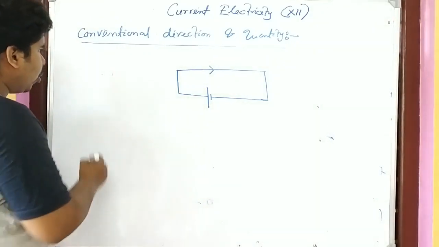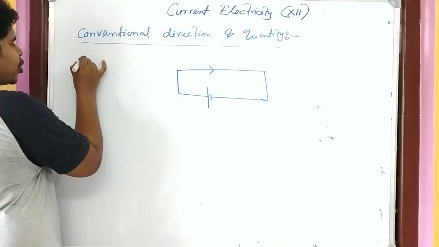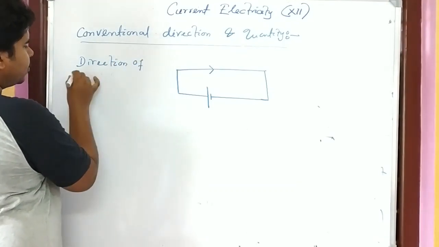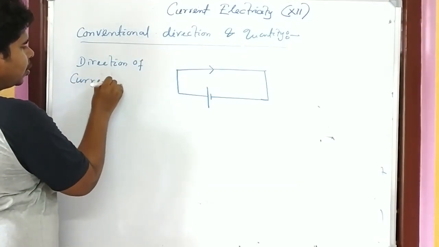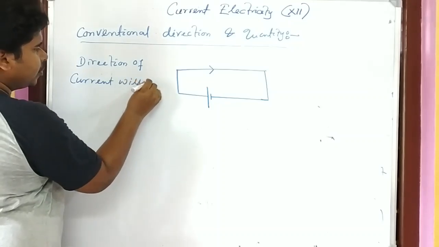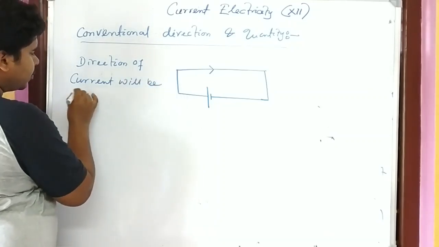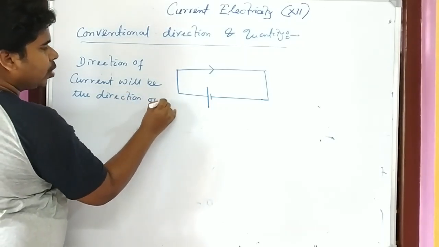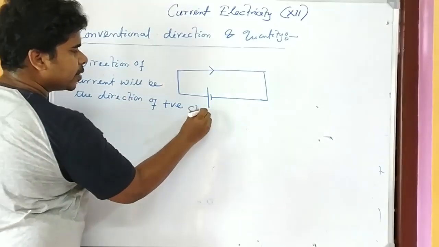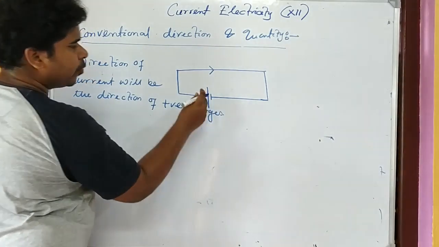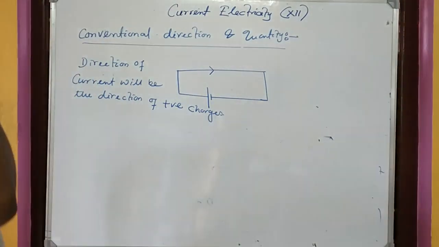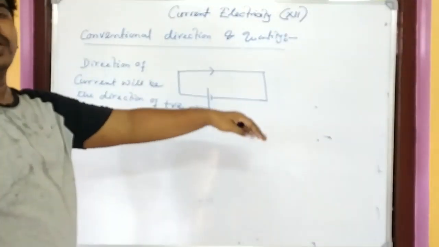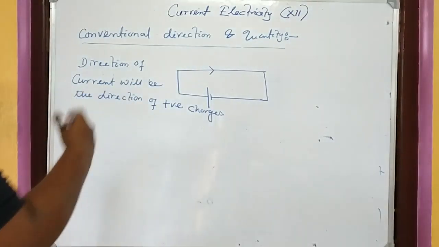And here we said that the direction of current will be the direction of positive charges. Because we are starting from the positive terminal and going to the negative terminal, the positive charges are moving. So the direction of movement of positive charges will be the direction of the current.